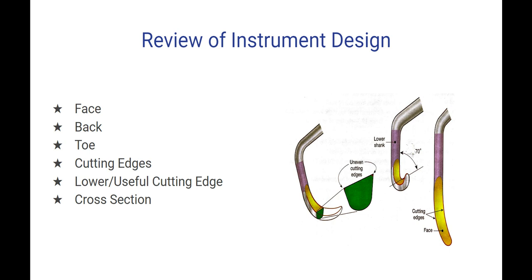Back. The back is the bottom of the working end. For Gracey Curettes, the back is rounded. The toe. The toe is the end of the working end. The toe 1/3 of the working end is locked onto tooth surfaces for calculus removal.